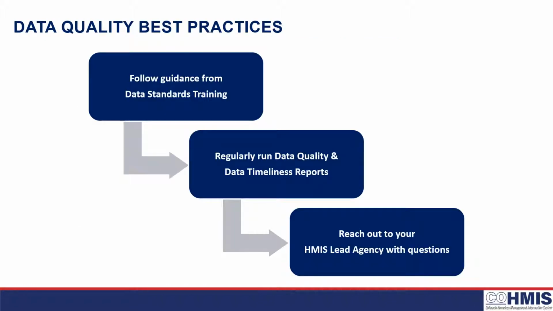So some best practices you can follow to ensure high data quality for your projects and for your agency include just following guidance from the trainings that we've gone over in these 4 videos. Reference the materials which are posted. All these slides are posted and you can download and access and review at any time you want. We also encourage you to regularly run data quality reports and data timeliness reports within HMIS. Monitor what your data looks like, not just when things are due, but throughout the year to make sure you're on top of those issues. And then reach out to your HMIS lead agency with any questions that you have. We're here to help. We're here to explain what HUD expects when they're asking us to report on all these different data elements.